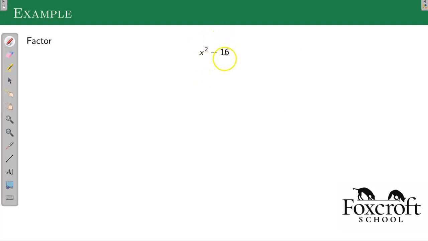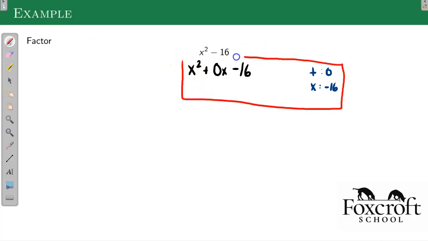All right, x squared minus 16. This one, we could do the splitting method again. We could do x squared plus 0x, right? That x term isn't there, so there's a 0 in front of it. And do our splitting method, we want to add to 0 and multiply to negative 16. You could do it like that. Everything in this red box is valid and true.